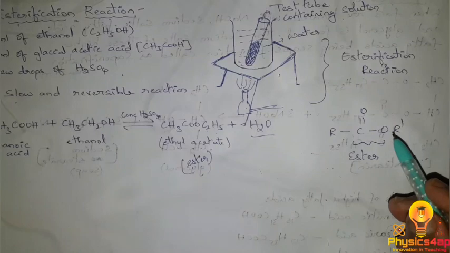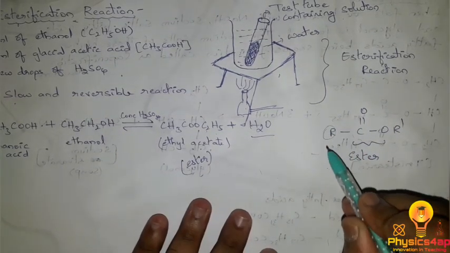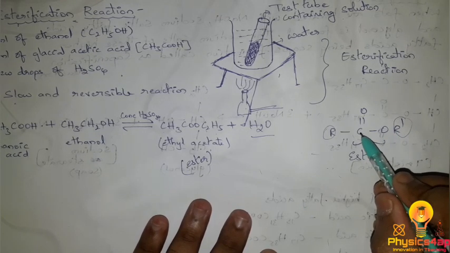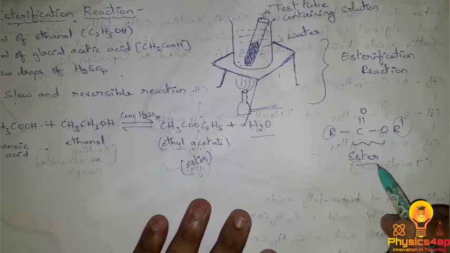So this is the general formula for the ester. Here one hydrocarbon group R, and here another hydrocarbon group, and in the middle we have a carbon double bonded to O, and a single-bonded O, which is called the ester.